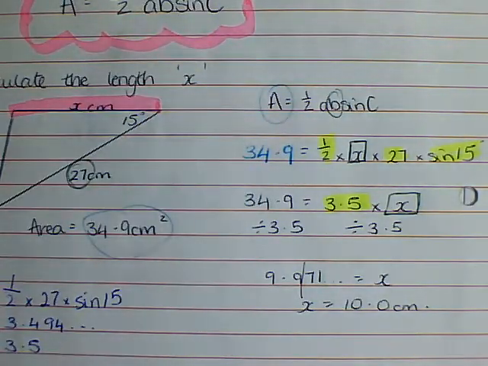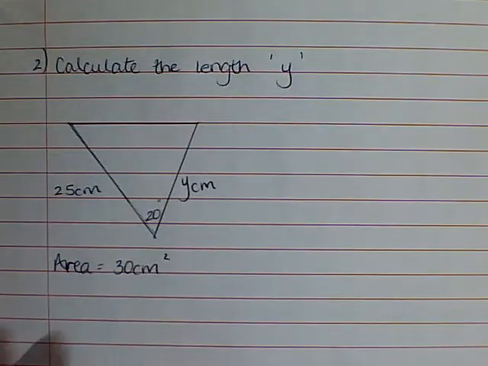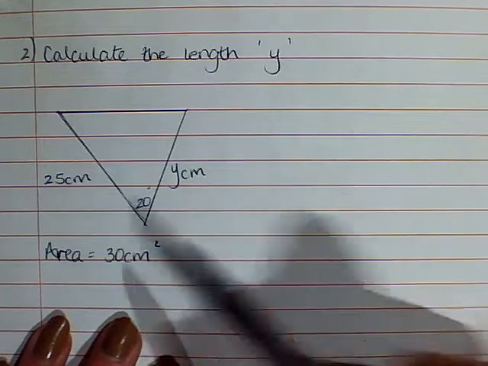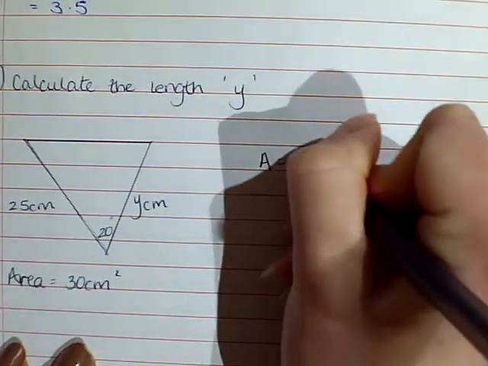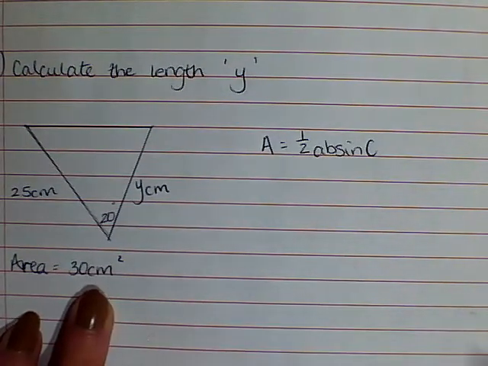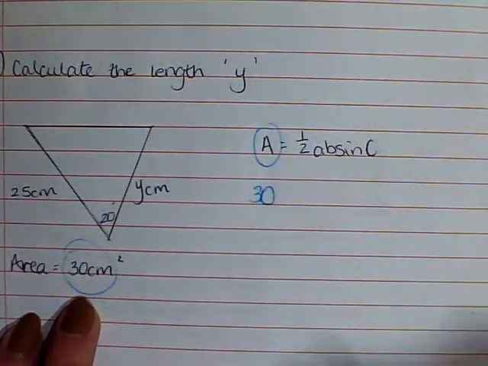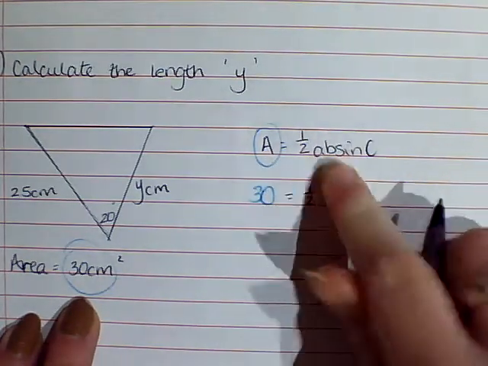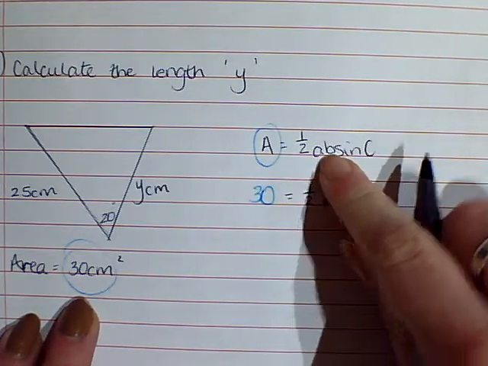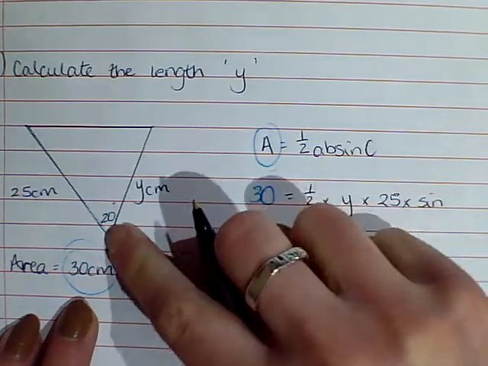Alright, we'll do another one because it is quite bitty. So calculate the length of y. Now my angle is trapped by the length, so we're good. And I've got my area. So area equals a half AB sine C. My area is 30. So where the A is, I'm popping my 30 in. Then I've got a half times my A is going to be the y, times b, well the other length is 25, times sine angle, and my angle is 20.